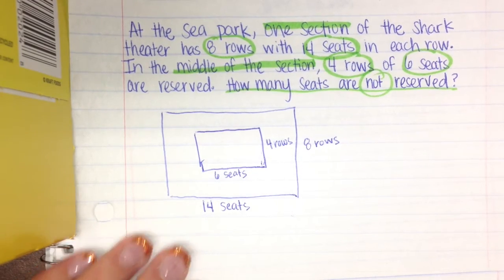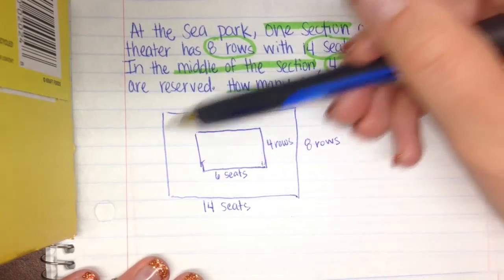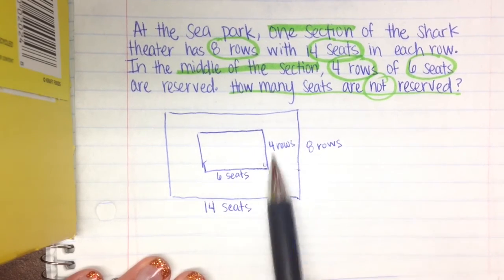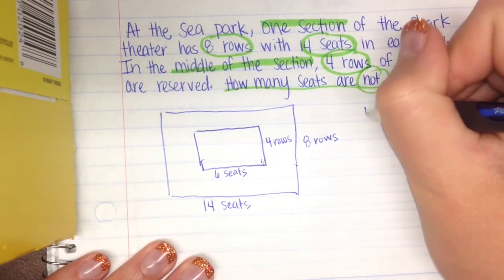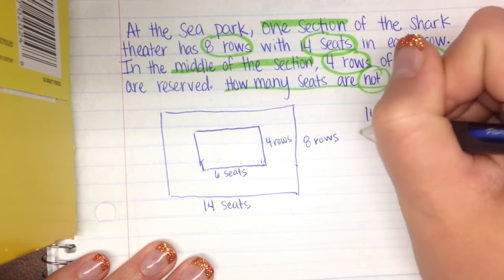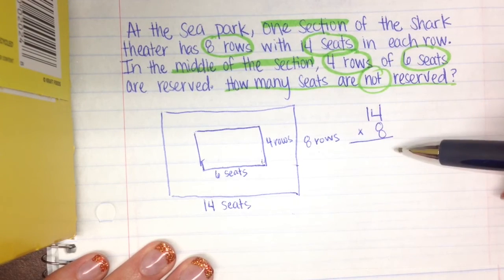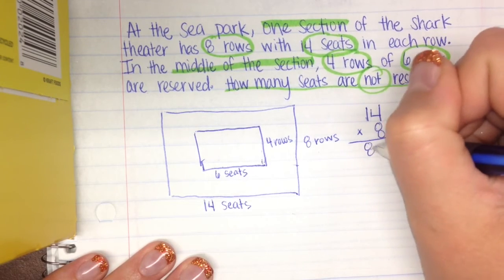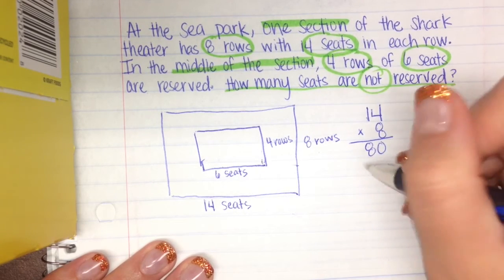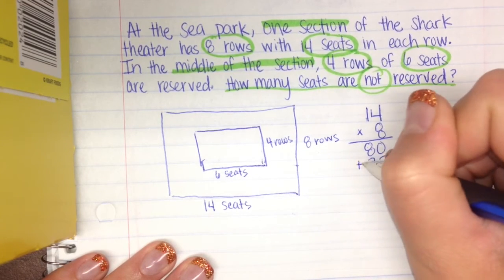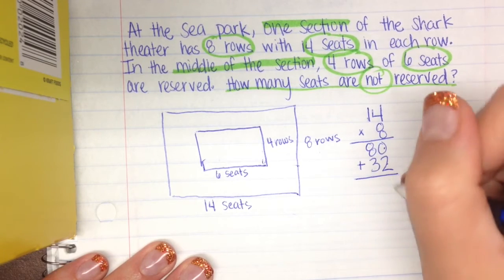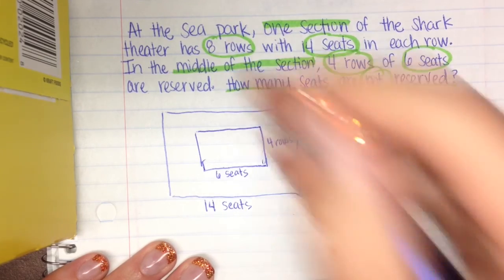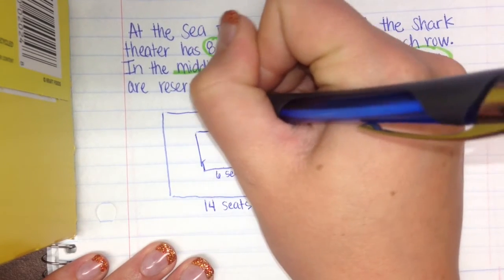Okay, so firstly, I need to find how many seats there are in the whole entire theater altogether. So I'm going to do 14 times 8 because that tells me in the whole section of the Shark Theater. So 14 times 8. I'm going to use partial product again. 8 times 1 is 8, but the 1's really worth 10, so that one becomes 80. And 8 times 4 is 32. Going to add my 2 partial products. 0 plus 2 is 2. 8 plus 3 is 11. So there are 112 seats in all.